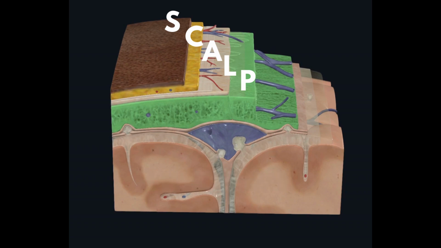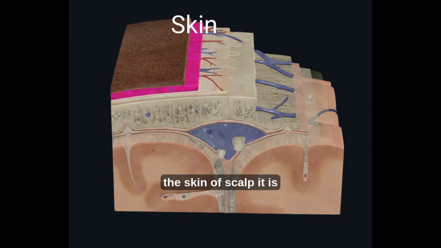Let's take a look at the skin. The skin of the scalp is richly vascularized, with a good nervous supply, abundant sebaceous and sweat glands, as well as hair follicles. It has a good healing capacity, but it can be affected by what you call sebaceous cysts because of its abundance of sebaceous glands.